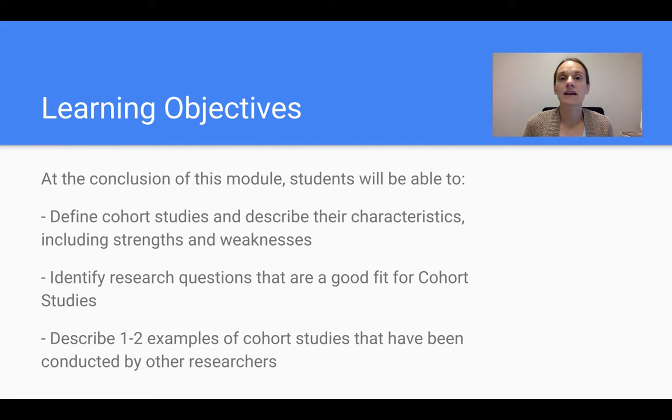And then lastly, for you to get some exposure to existing cohort studies that have been done. So we're going to have practice reading them, we're going to look at them, we're going to pull out exposures and outcomes, think about the characteristics, the timing, the measurement, things like that, to get a better sense of what this design looks like.